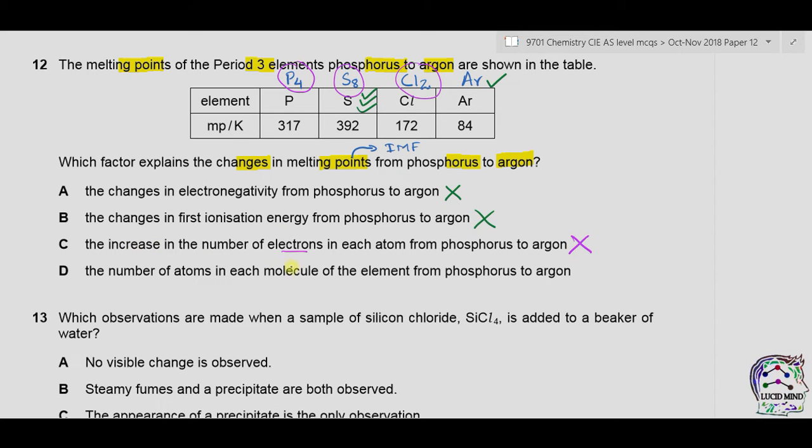Part D. The number of atoms in each molecule of the element from phosphorus to argon. As we can see, the number of atoms increases, so melting point also increases. S8 has the highest melting point, then we have P4, then Cl2 and then argon. So this statement seems to be correct. Answer is therefore D.